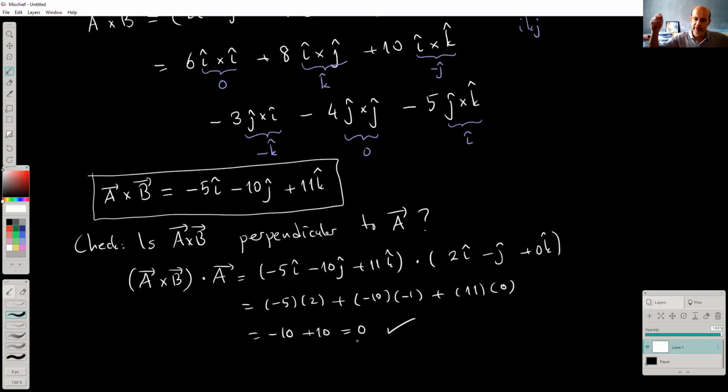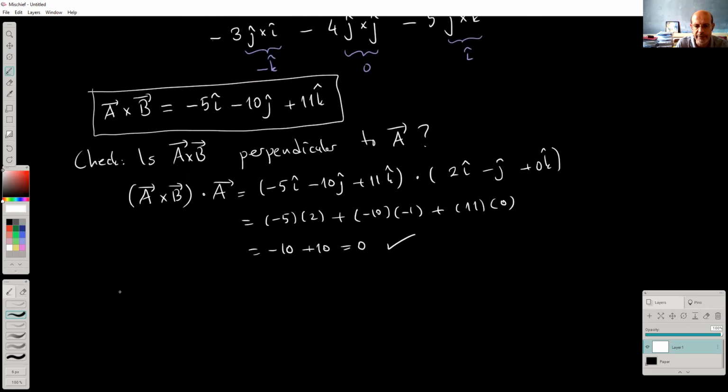Yes. So the dot product is equal to 0 only for mutually perpendicular vectors, or if one of the vectors is equal to 0. That also may happen. Since both of these vectors are non-zero, their dot product being equal to 0 means that they are perpendicular. So I can also check the same thing with B. So is A cross B perpendicular to B? I mean, A cross B is supposed to be perpendicular to both A and B. Let's check the situation with B.